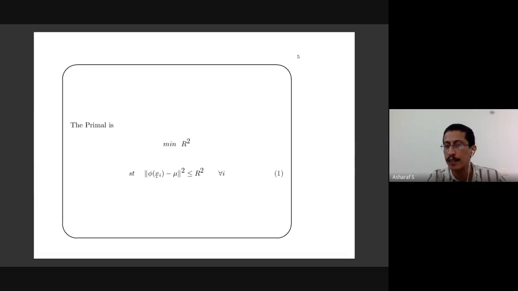Which means that phi of xi minus mu. Have you seen this symbol? This is the Euclidean distance. The Euclidean distance between phi of xi and mu, the center, that is the distance of the point xi represented in the feature space from the center. The square of that distance should be less than or equal to the square of the radius, which essentially says that everybody is inside. Give me that sphere with the minimal radius where everybody is inside. That's the statement of this final problem.